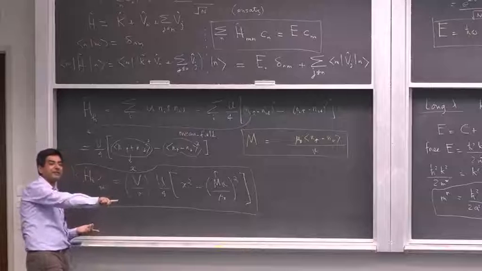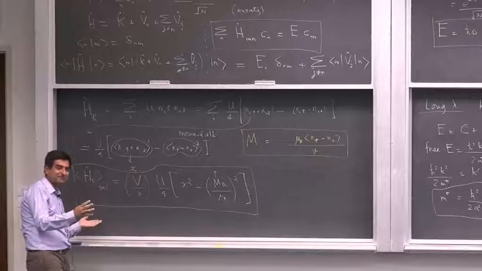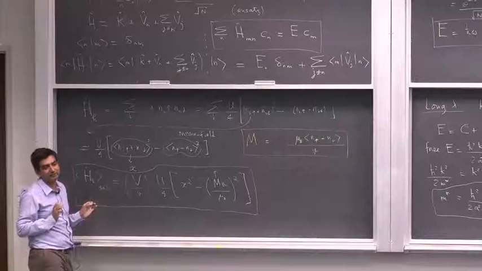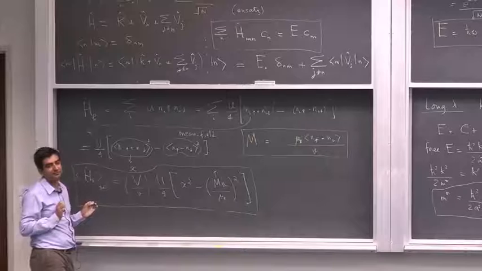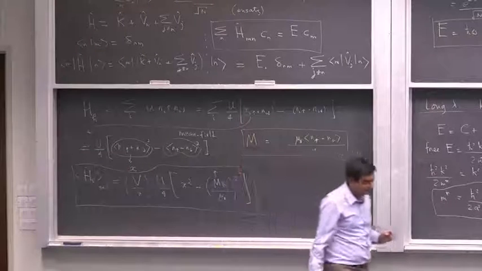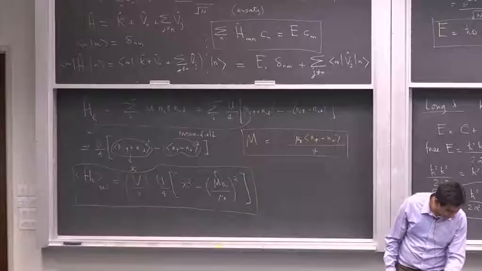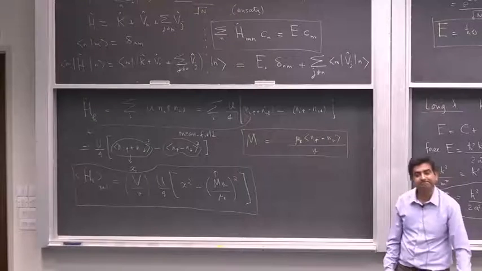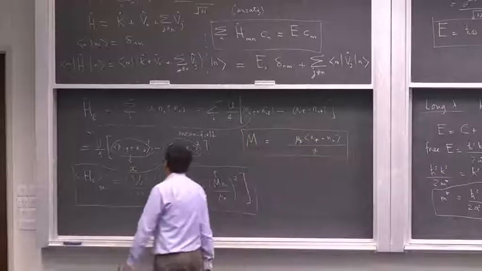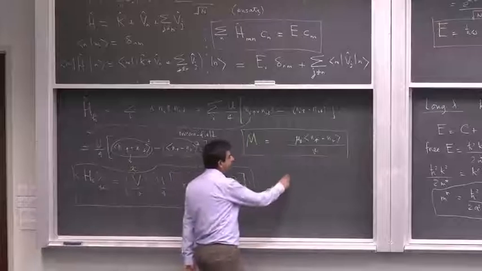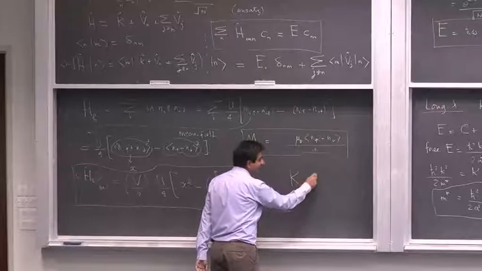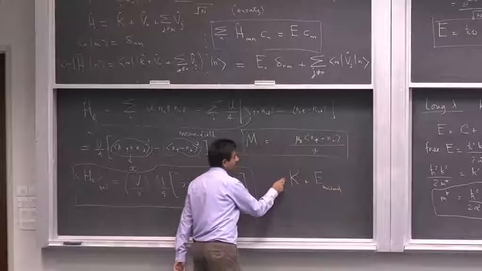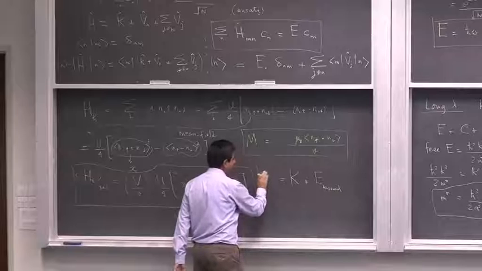So if we include these interactions inside the system, then we might expect to get non-zero magnetization even in the absence of a magnetic field. Right? Yes, so there's a competition. What we would like to minimize is the kinetic energy plus the energy associated with the Hubbard interaction. This is our total energy, and we would like to minimize this.